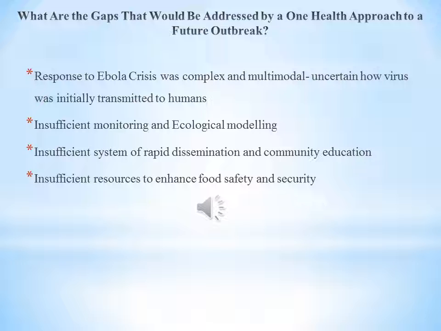However, the crisis revealed several significant gaps in disease awareness and management that can be addressed in response to future outbreak of emerging diseases. These gaps include the following: insufficient monitoring and ecological modeling of zoonotic infections and transmission, insufficient system of rapid dissemination and community education about the ecological aspect of disease outbreak and management, and insufficient resources committed to enhancing food security to limit environmental encroachment and exposure to zoonotic disease in the wild.